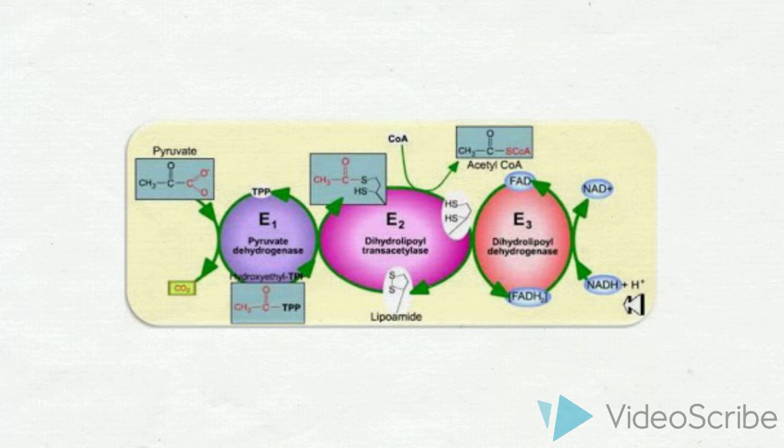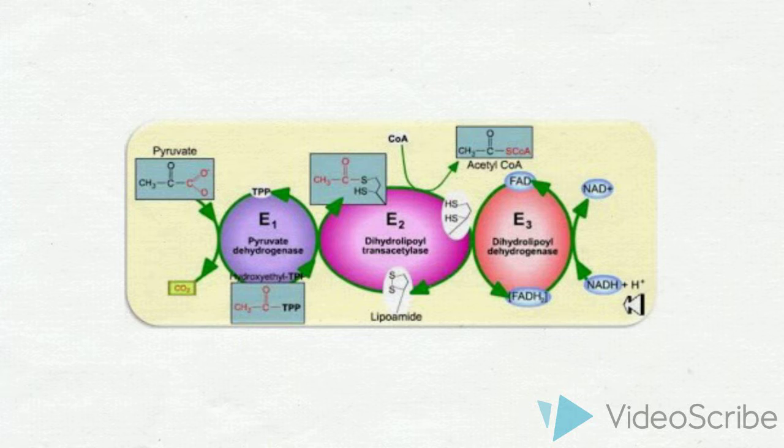Next in E2, a molecule known as lipoamide reacts with the acetyl TPP molecule and removes the acetyl group from TPP. This happens because the lipoamide has something known as a disulfide bridge, which is highly reactive. The disulfide bridge is what reacts with the TPP-bound acetyl group and transfers it to the lipoamide, forming a thioester bond. These bonds are high in energy, and they are the same bonds used in acetyl-CoA.